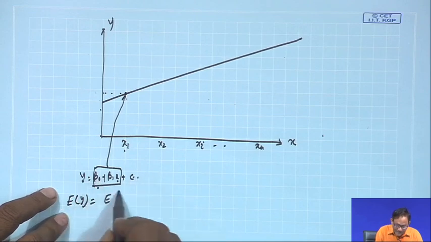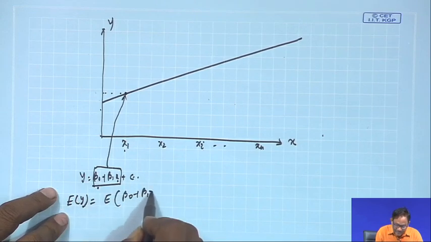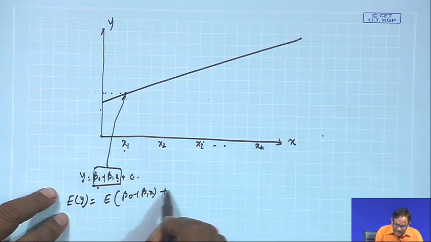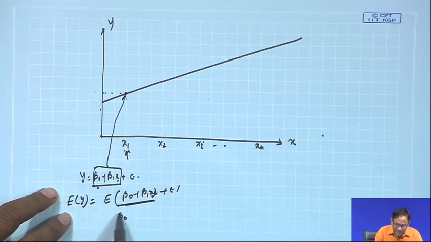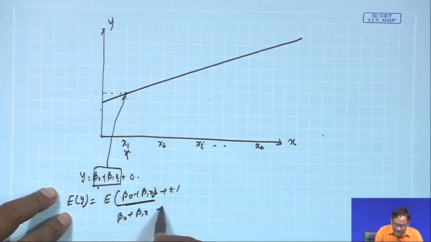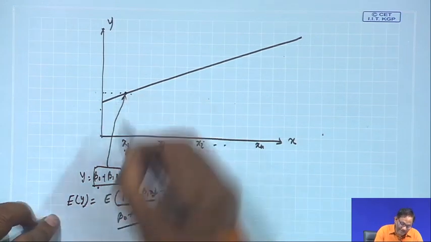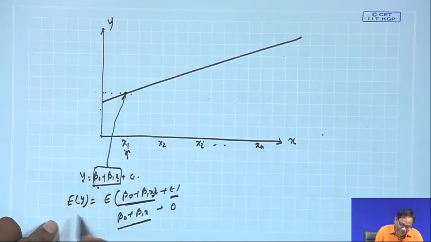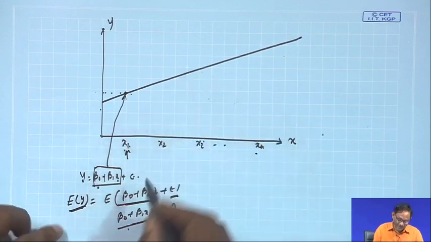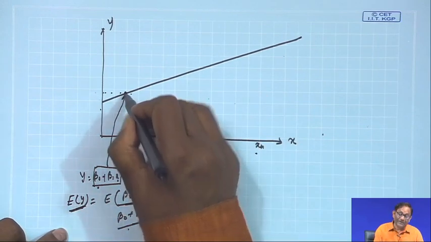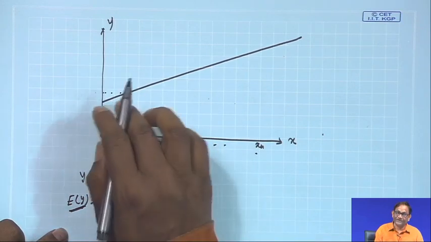Now if I want to find the expected value of y, it is the expected value of beta 0 plus beta 1 x plus epsilon. For a fixed x value this is beta 0 plus beta 1 x plus the expected value of epsilon, which is 0. So, that is why this gives you the expected value of y given x equal to x1, or x equal to xi.